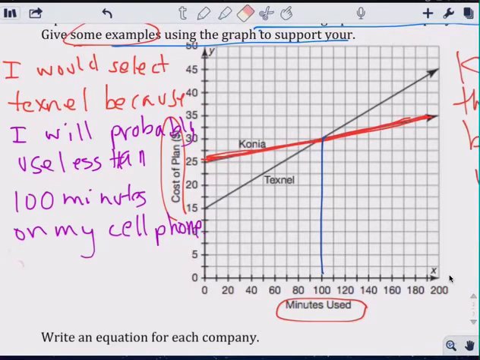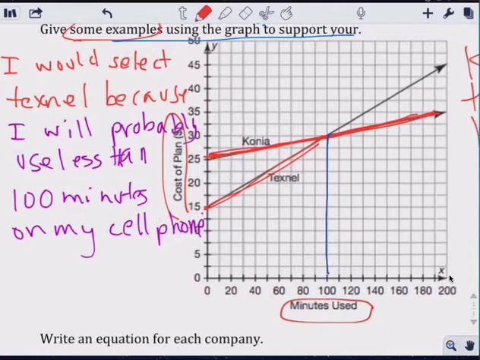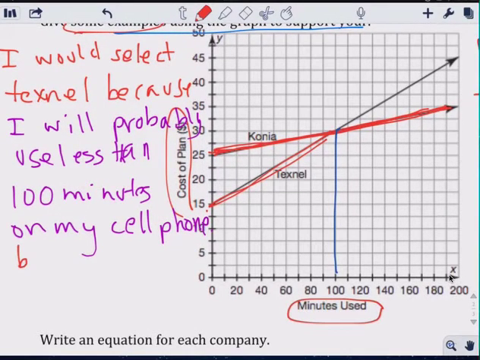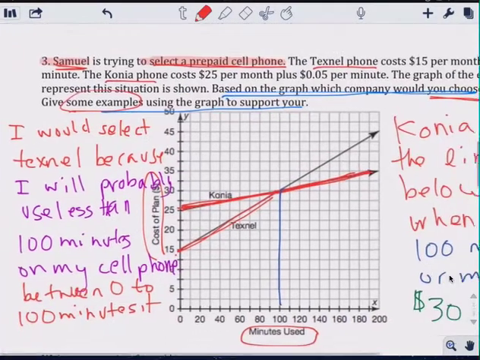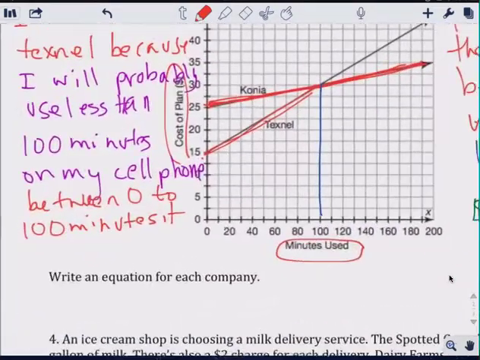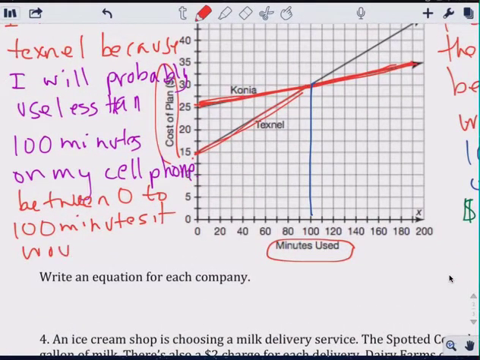You need to explain why it's important. So right here you would say between 0 to 100 minutes, it is cheaper to use Text Nil. Between 0 to 100 minutes, because they want some example here, using the graph, it would be cheaper to use Text Nil.